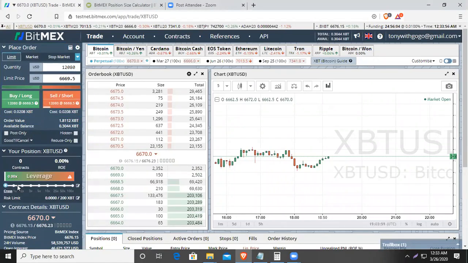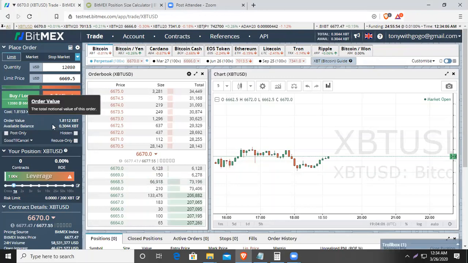I'm going to make a change into 1x. I have done it to 1x right now. Okay. At 1x leverage, you can see I have some certain values in the left side.